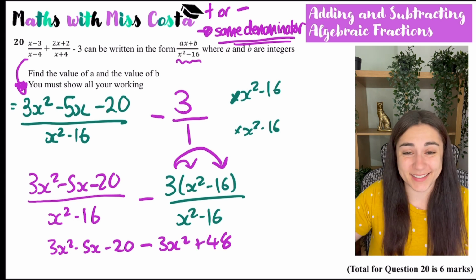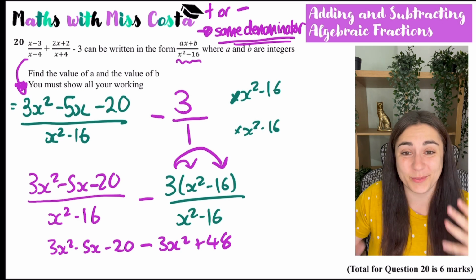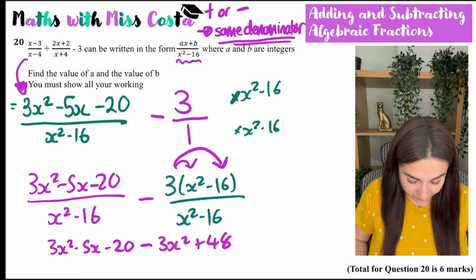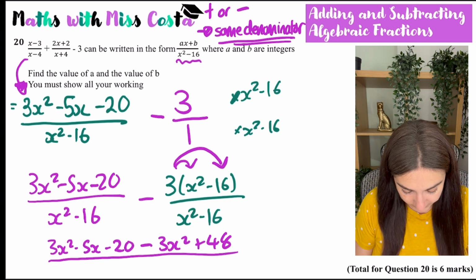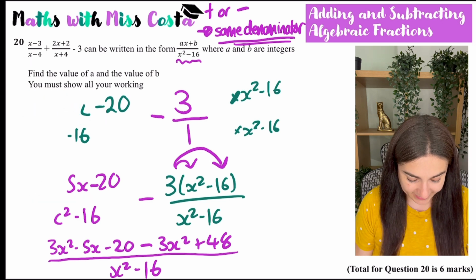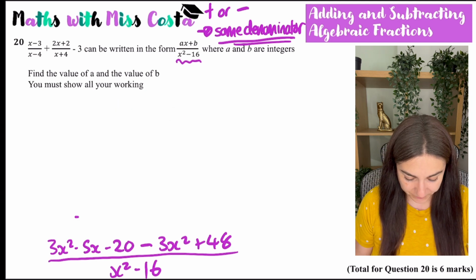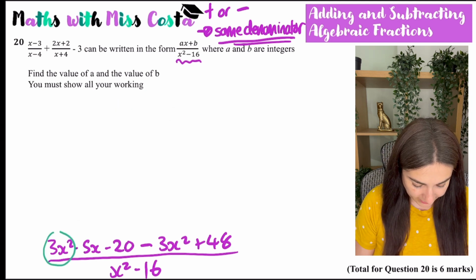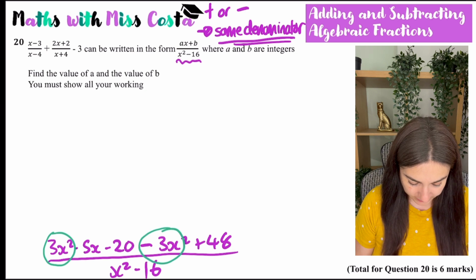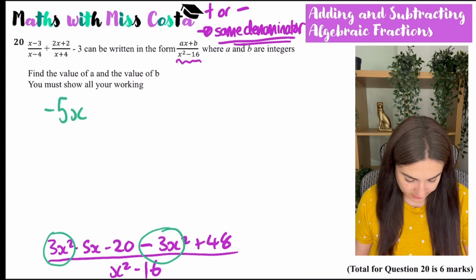Let's just double check because honestly, sometimes it's the simple things that lead to the whole question going wrong. So thankfully that's right. And that is all going to be over x squared minus 16. So let's clear this up and continue simplifying. So 3x squared minus 3x squared cancels. Then you're left with minus 5x, and then minus 20 plus 48.